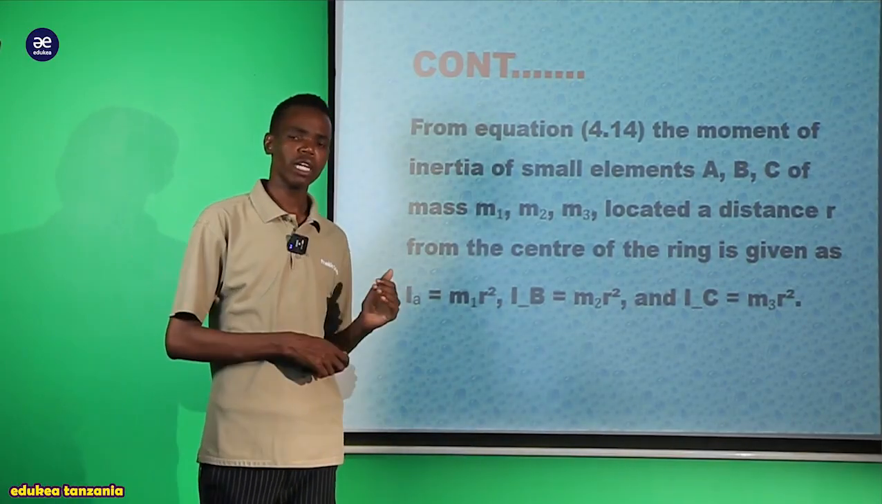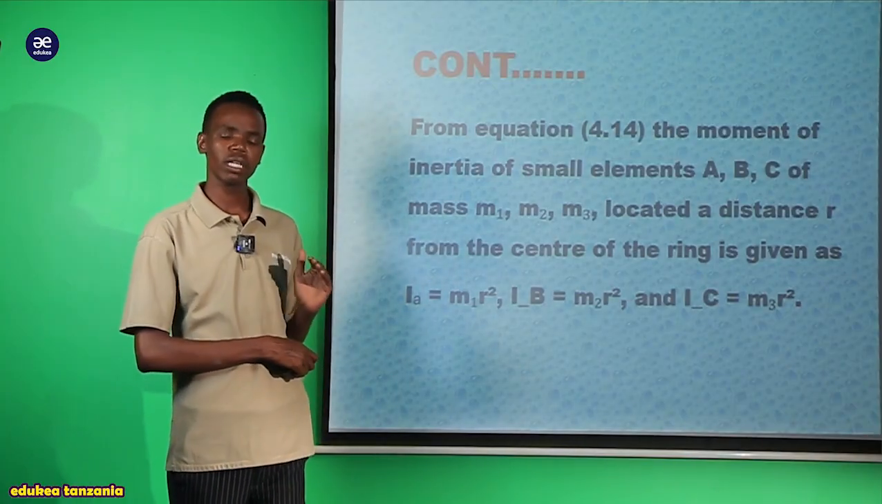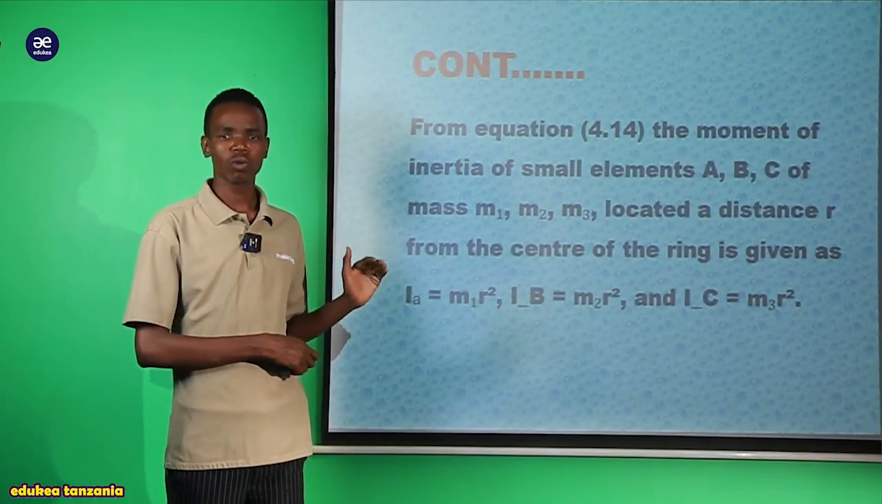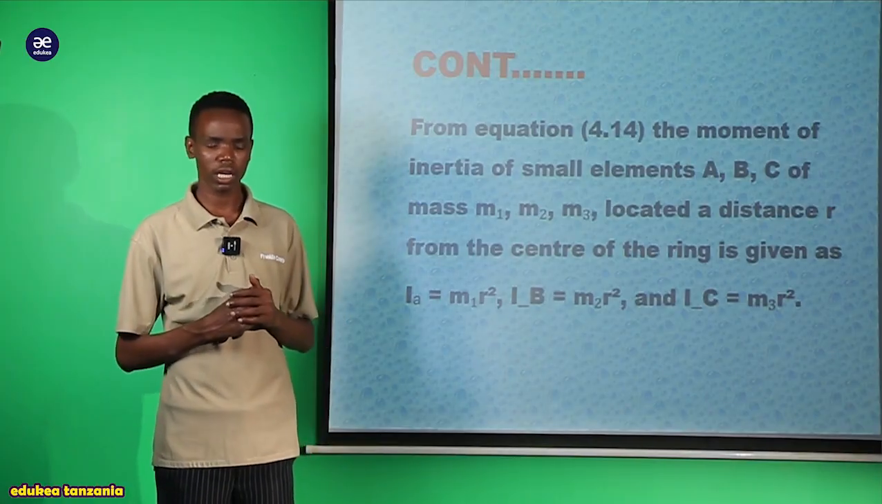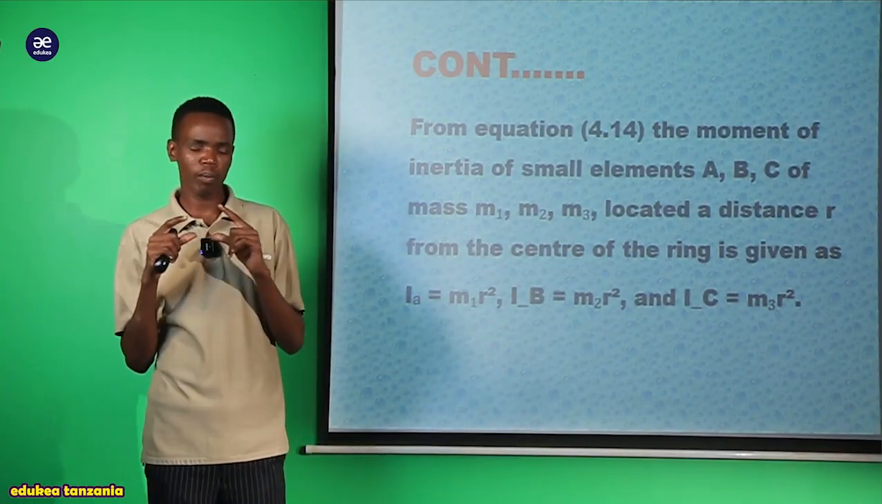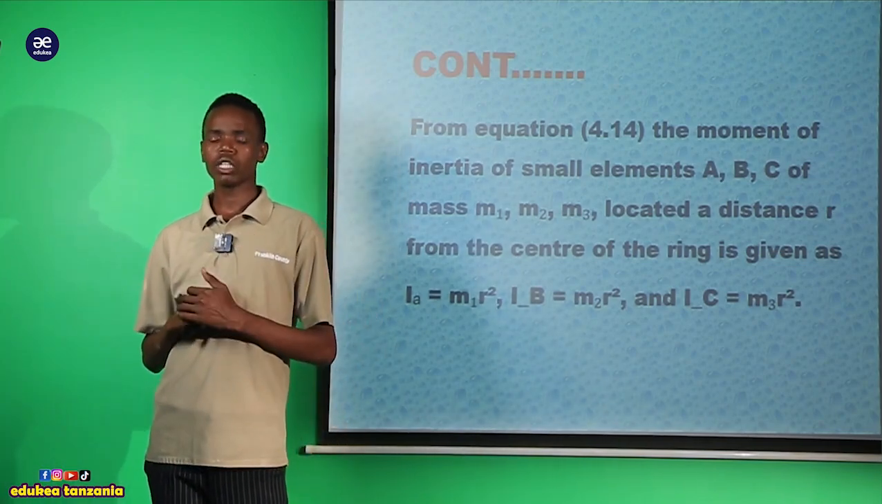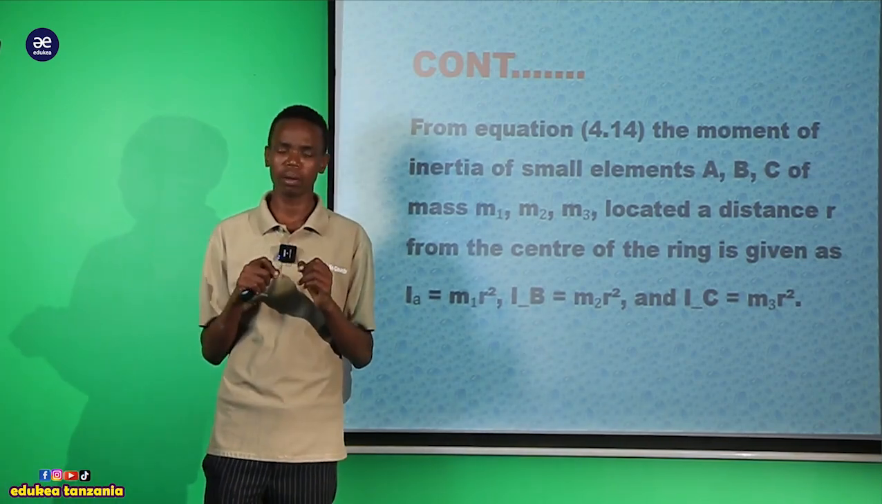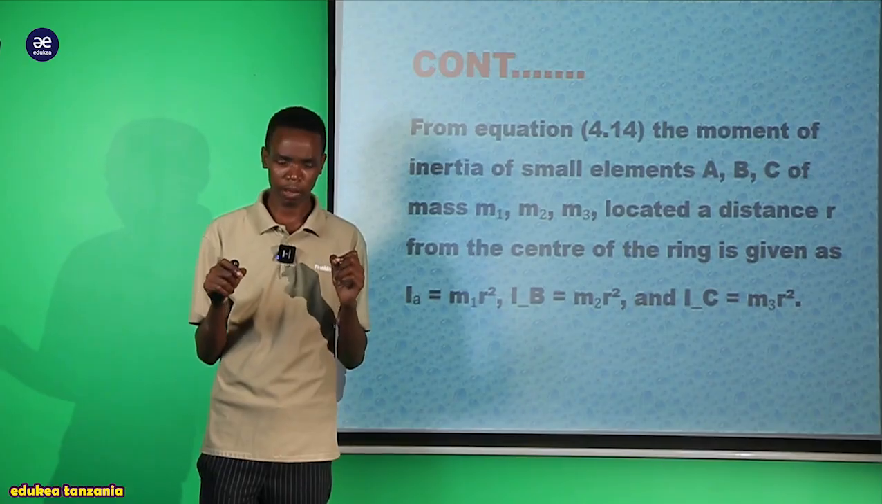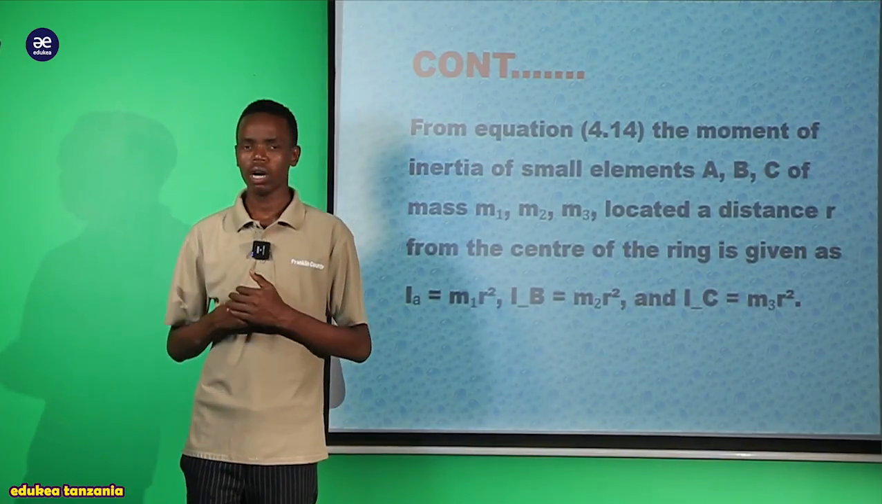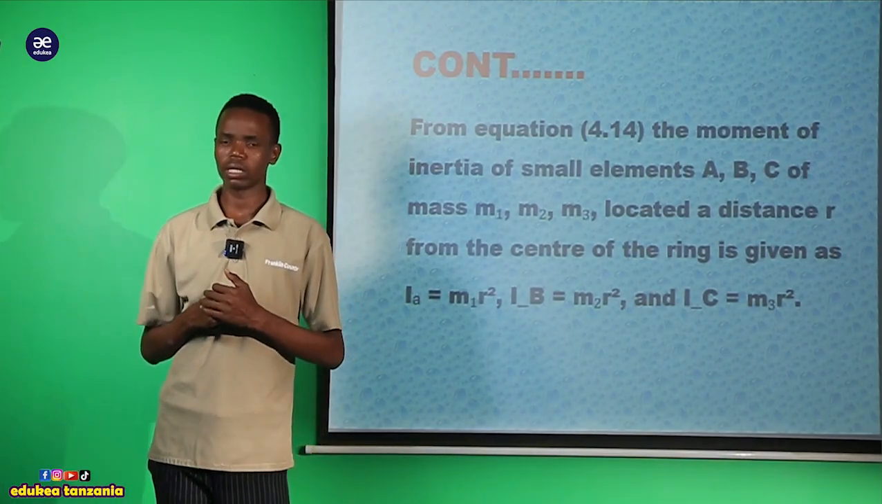So the moment of inertia for the point A must be equal to mass 1 times the distance squared. So to get the moment of inertia at point A, we take that mass 1 and multiply it by the distance that acts between that particle, the center, and the small elements.